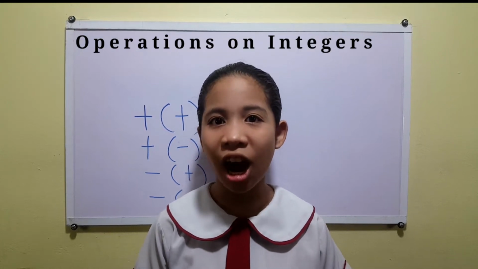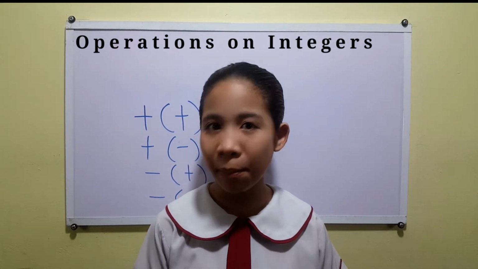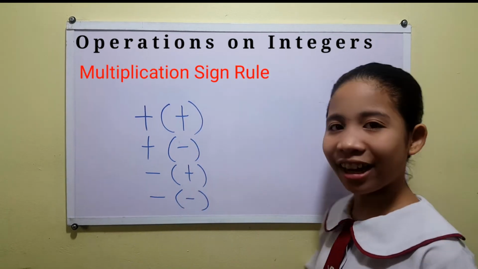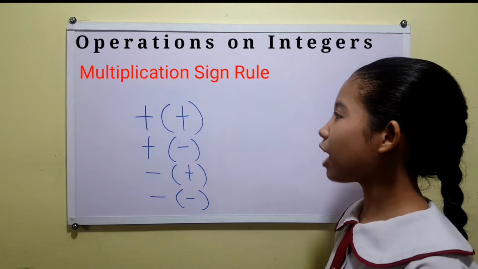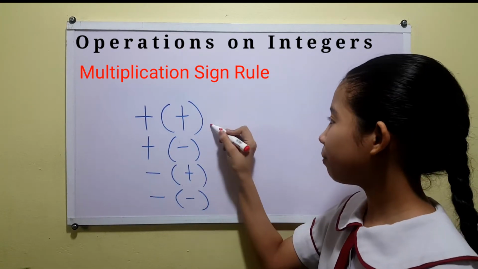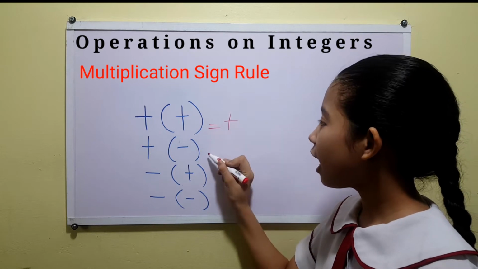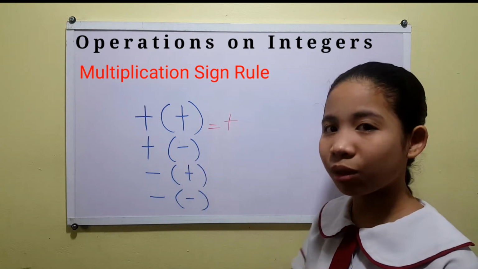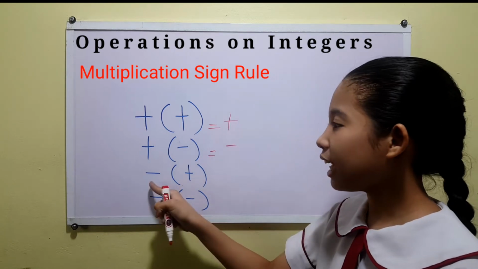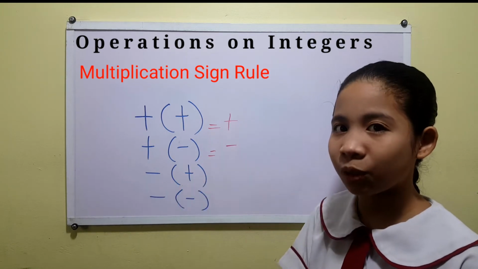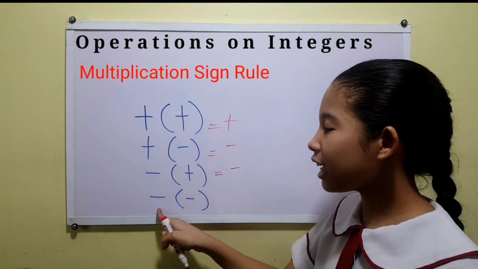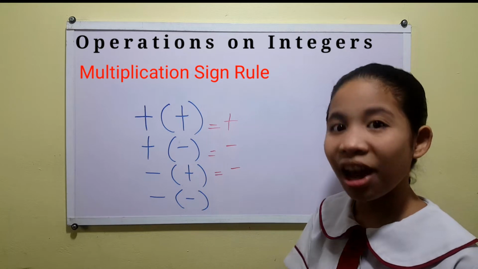Today, let's review the operations on integers. But before that, let's review the multiplication of positive and negative signs. First, we have positive times positive is equal to positive. And positive times negative is equal to negative. And negative times positive is equal to negative. And negative times negative is equal to positive.